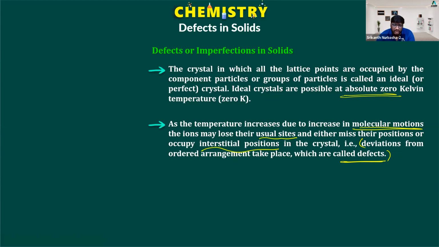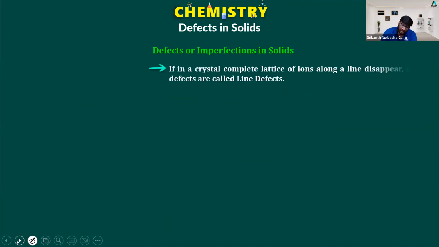In simple terminology, exactly at the specific lattice site positions, ions are not present. They will be deviating from their respective positions, and those deviations are leading to respective defects or imperfections. Defects or imperfections in solids. If in a crystal complete lattice of ions along a line disappear, such defects are said to be line defects.